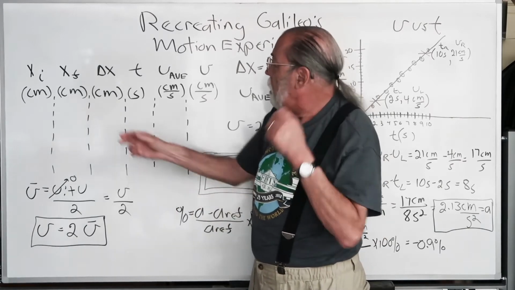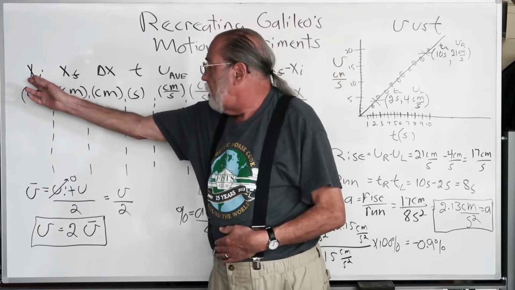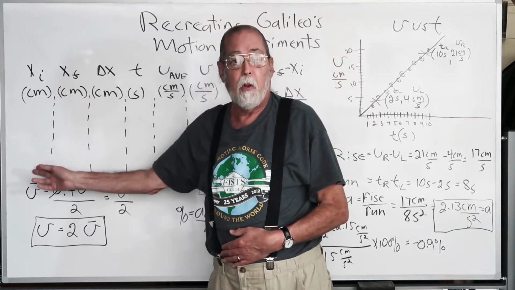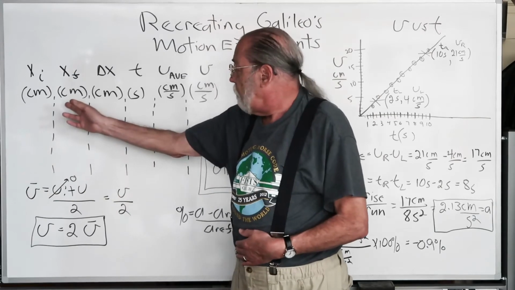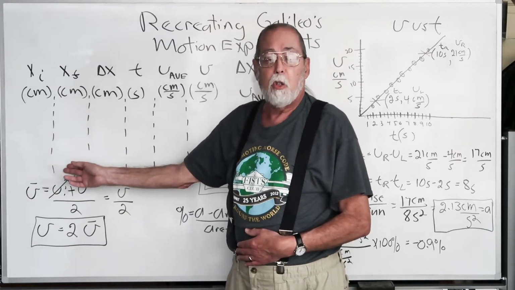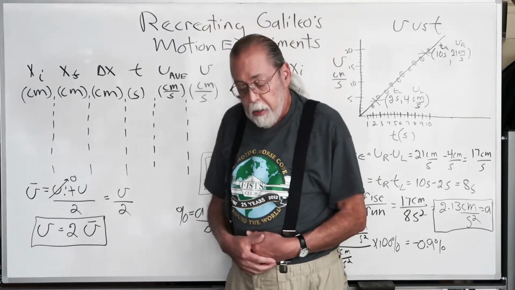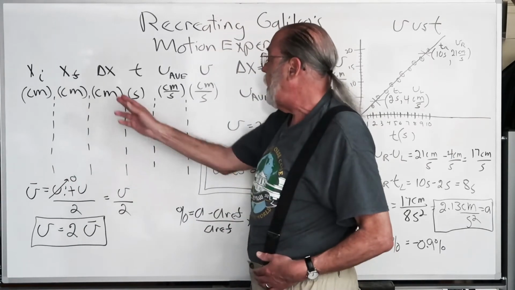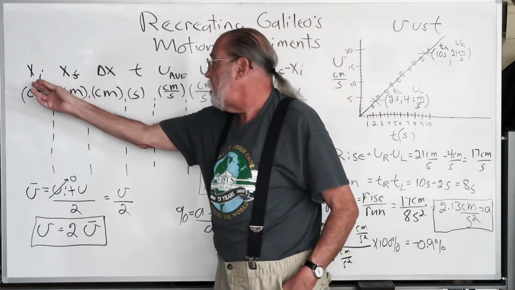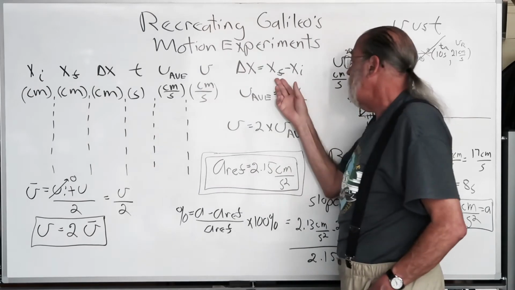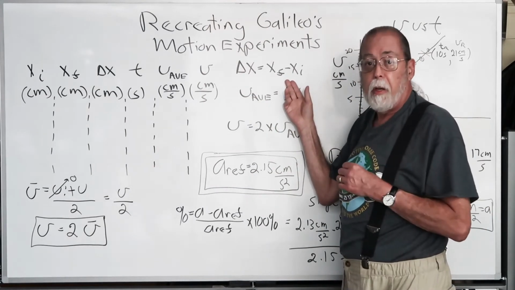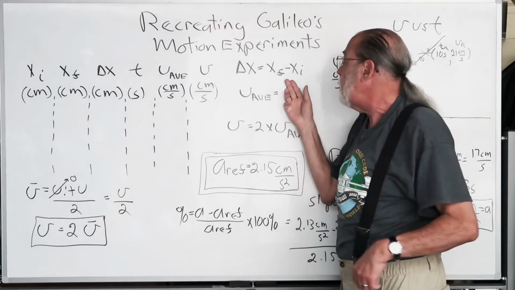Now, all of the gliders were started at a position of 20 centimeters. That's been filled in for you. The final positions were 30 through 120 centimeters, and so it is necessary for you to calculate delta x. That's quite easy. You simply subtract the initial value of x from the final value of x. We're going to do everything here in centimeters. We're going to stay in centimeters.